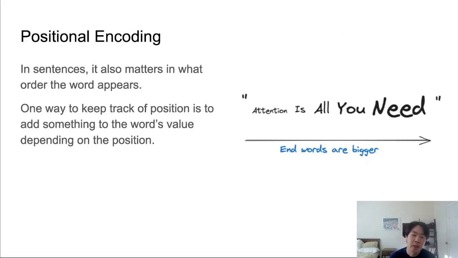Positional encoding. One important thing we want to do is keep track of when a word appears in a sentence. And one way to keep track of that position is to add something based on the position to that word's value. So in this very simple example, the words that come further along in the sentence are larger.